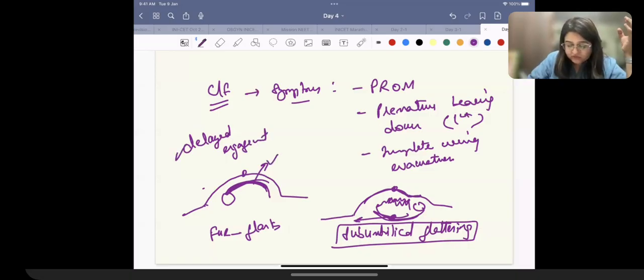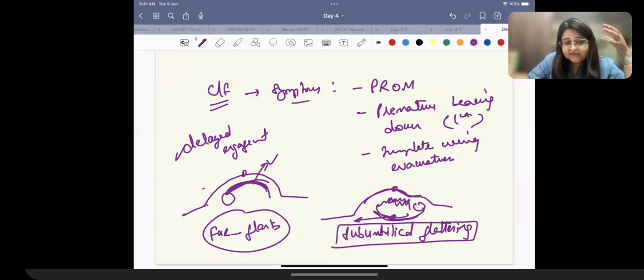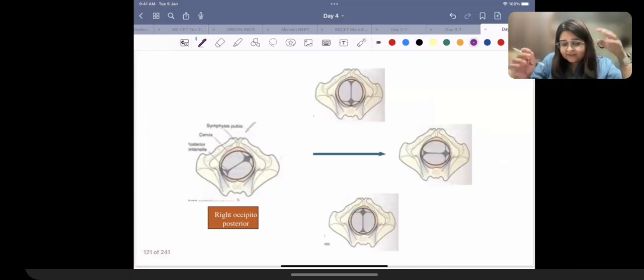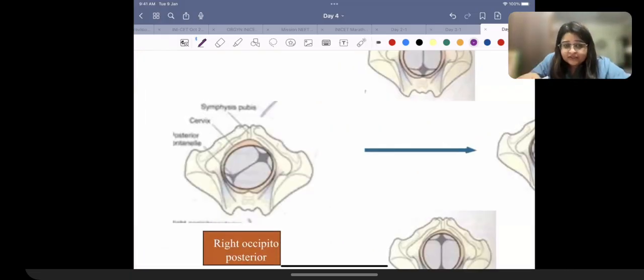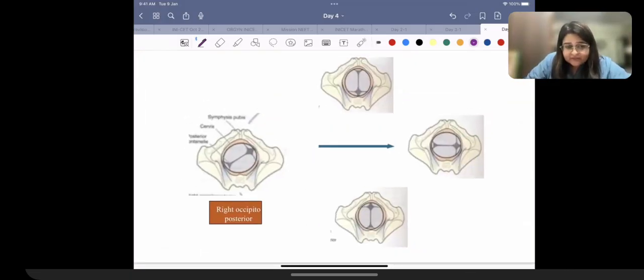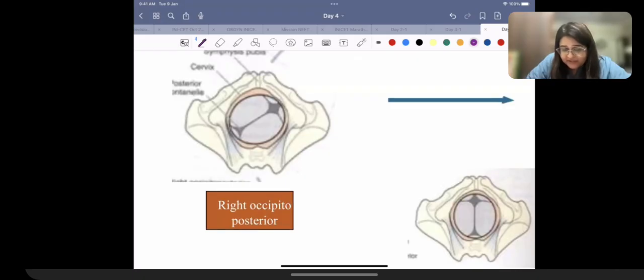ठीक है? And also, what else? The fetal heart rate heard at the flanks. These are the examination findings. Now, what happens during labor? Now, look at this picture. This is an occipito-posterior. Just forget this. ये right left मत सोचो, because ये diagram गलत है.